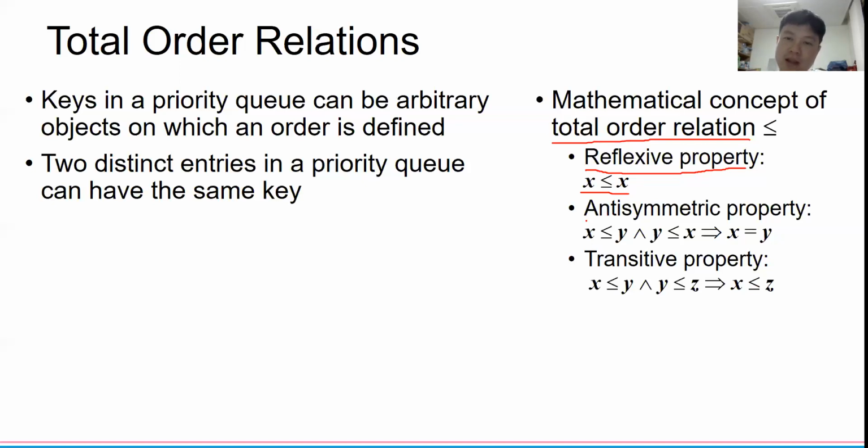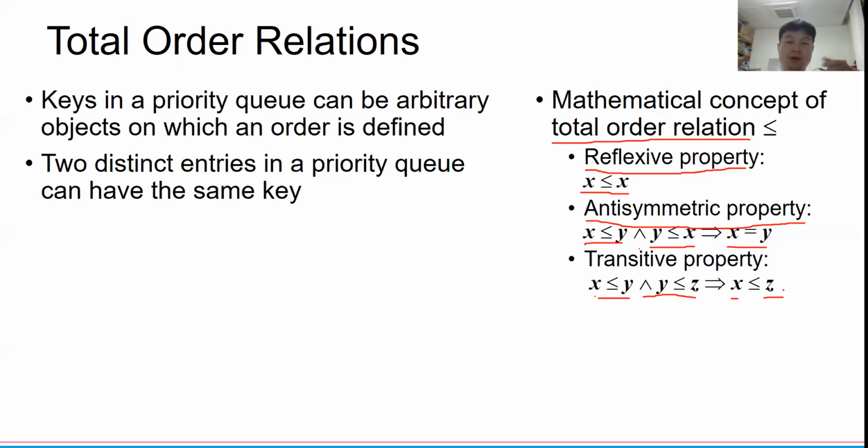The other property is the antisymmetric property. So the antisymmetric property means if x is less than or equal to y and y is less than or equal to x, then I can imply that x equals y. Okay, of course you can understand this one. And there should be the transitive property. If x is less than or equal to y and y is less than or equal to z, then I can say that x is less than or equal to z.